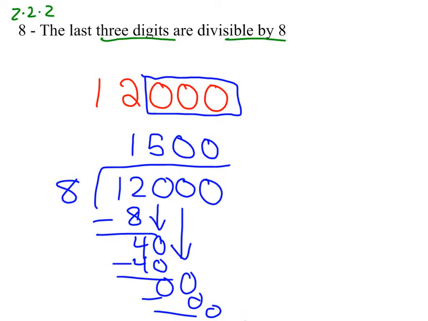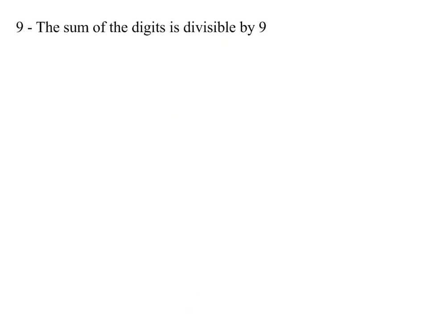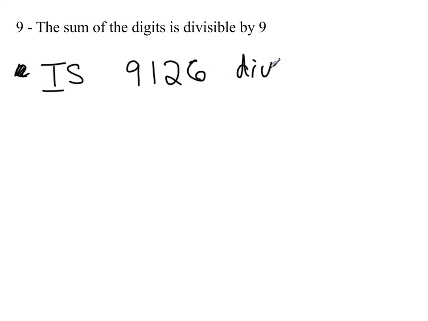That's all for 8. 9 is very similar to 3. It says the sum of the digits is divisible by 9. So we could go back to nicer problems, just like 3, but let's make it a little bit more challenging. Let's say, is the number, I don't know, let's say 9,126 divisible by 9.